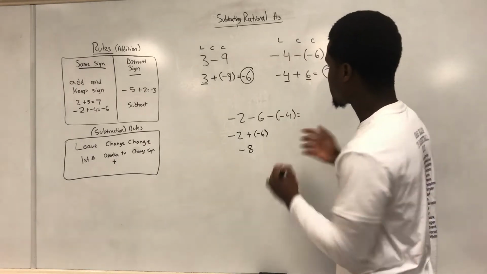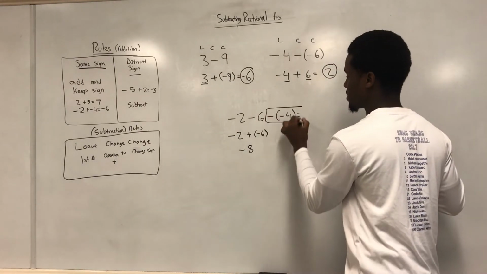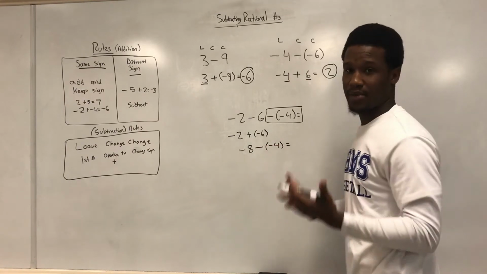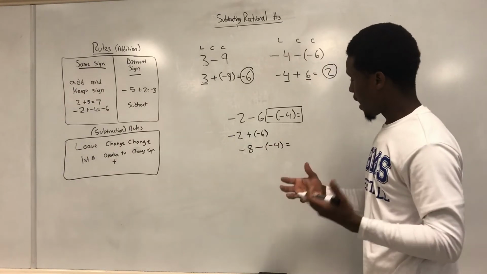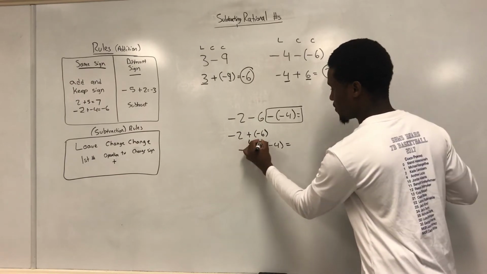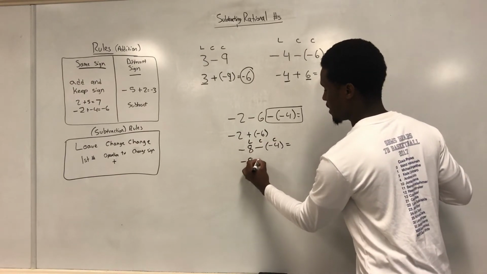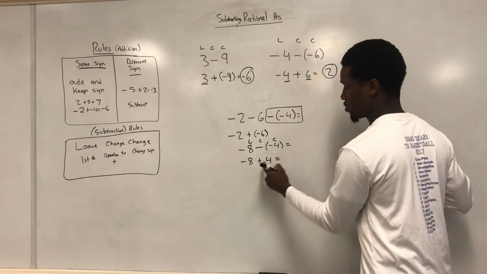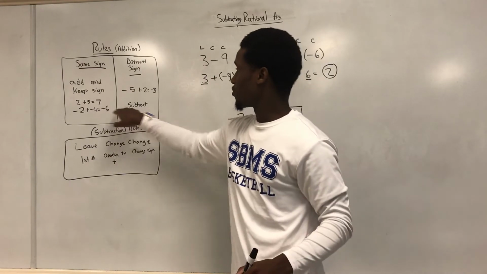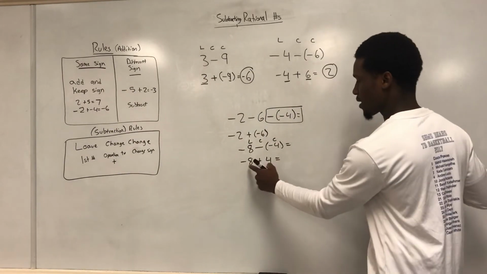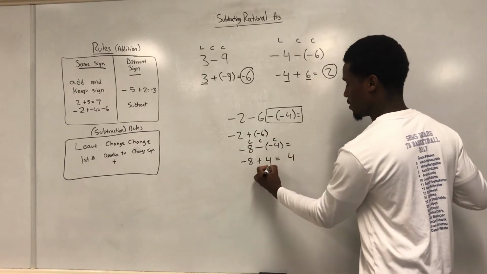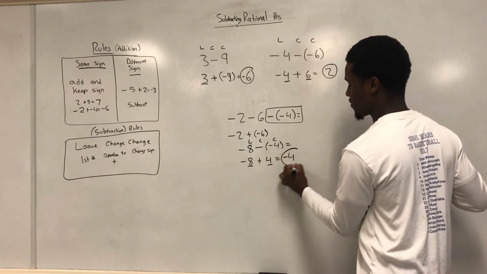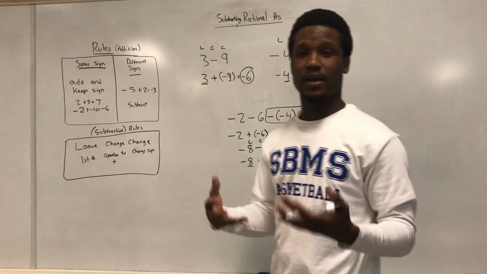Okay? Now I'm just going to bring down the rest of this stuff. Minus negative 4 is going to be equal to something. Okay? So now I know to leave, change, change. Negative 8 plus negative 4 turns to positive 4 is going to be equal to, look at my rules, signs are different, so I have to subtract. 8 minus 4 is 4. The absolute value of 4 is less than the absolute value of 8, so I have to keep the sign of the 8. So my answer is going to be negative 4.